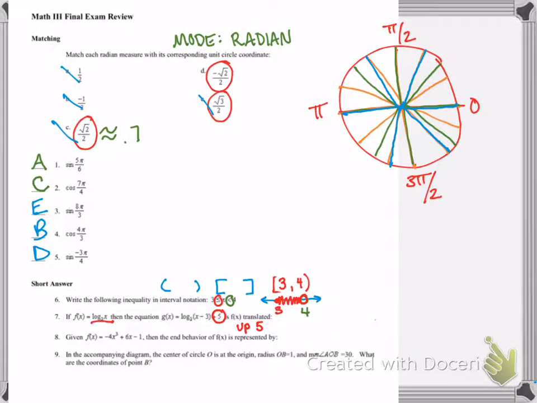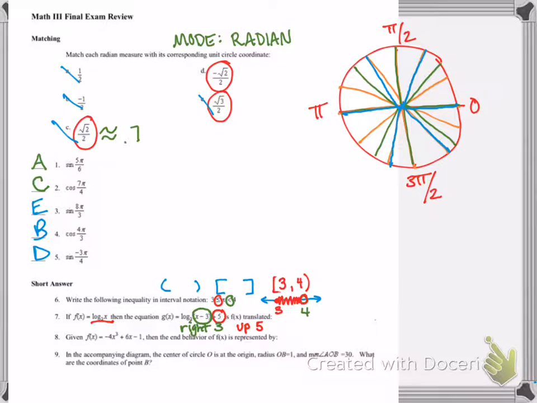The other way we can move is left and right, and to determine left and right movement, we look where the x is and see what's happening in there. But you also remember that if you're doing anything inside parentheses, it's going to be the opposite of what you would think. So x minus 3 actually means that we're moving to the right 3. It looks like we're moving to the left because it's negative, but we're actually moving to the right 3. So those are the translations there.